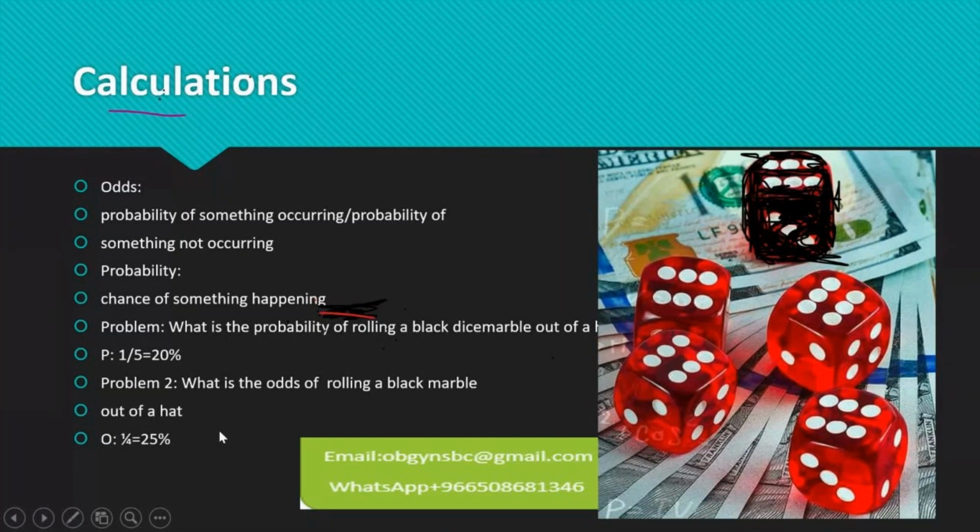And if you are talking about the probability of having a black die, it is 1 by the total population, the number of dice we have, which is 5. That's why in the probability we divided 1 by 5 and the chance was 20%. And if you look at the definition of the odds, probability of something occurring divided by the probability of something not occurring. So that's why we did 1 black divided by 4 red dice. So the answer would be 25%.